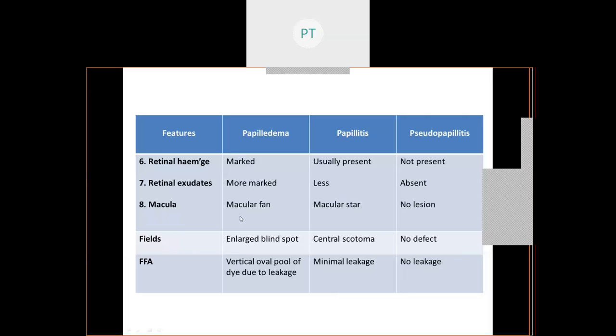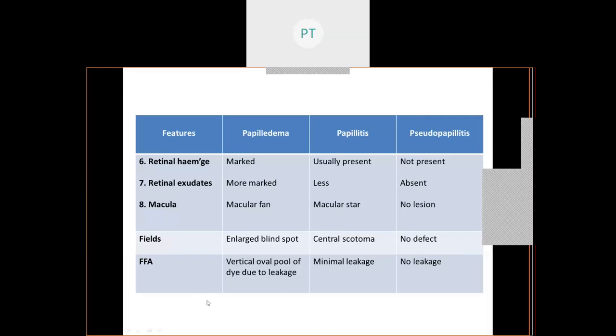Macular fan, I've already explained. In papilledema, it is because of the vesicles. In papillitis, you see a macular star. In pseudopapillitis, there is no involvement of the macula. Then in visual fields, you usually see an enlarged blind spot in papilledema. In papillitis, you see different types of scotomas. You have centrocecal, central scotoma, altitudinal, and whatever other types of visual field defects you can see. In pseudopapillitis, it is normal.